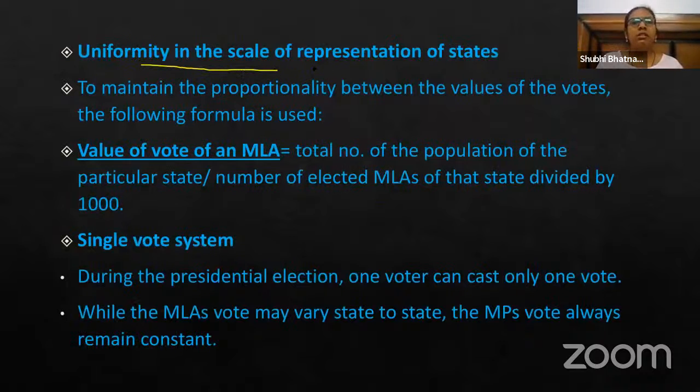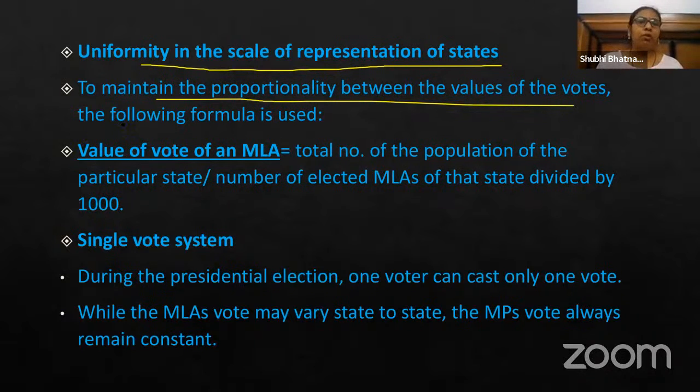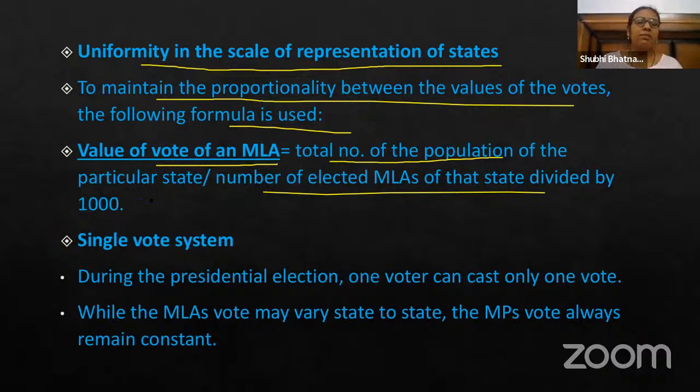Now, uniformity in the scale of representation of states. Let's try to understand how uniformity comes. To maintain proportionality between the values of the votes, the following formula is used. So there is this formula. If you can remember it, well and good. If you have a look at it twice or thrice, then you will be able to grasp it. Value of vote of an MLA equals the total population of the particular state divided by the number of elected MLAs of that state, divided by 1000.